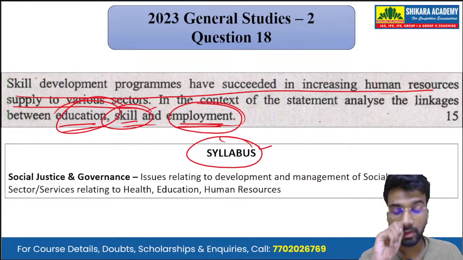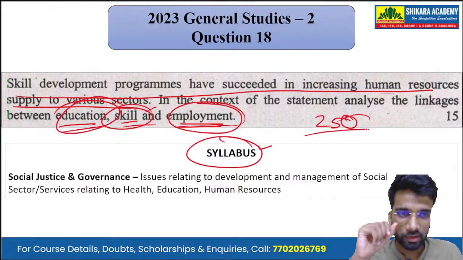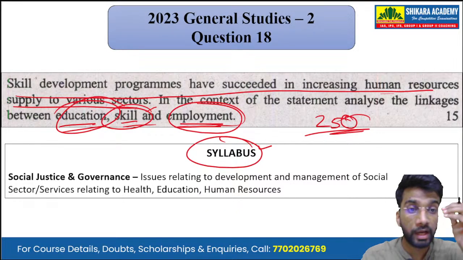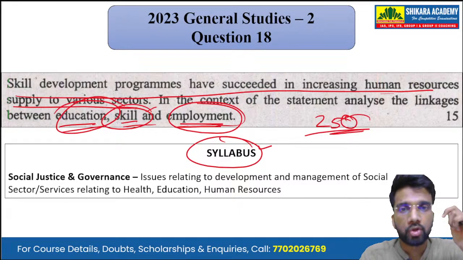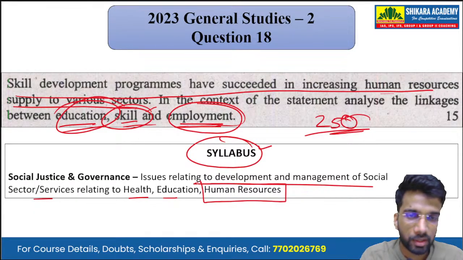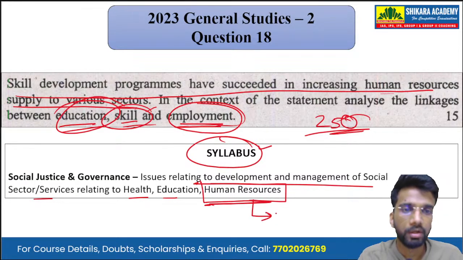So it is a 15-mark question that we have to answer in 250 words. Mapping it with the syllabus, we can see that it has been asked from the subject of social justice and governance, and the topic is issues relating to development and management of social sector services like health, education, and human resources. This is a question basically on the topic of human resources.